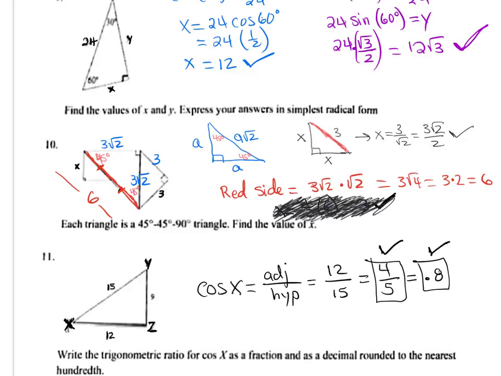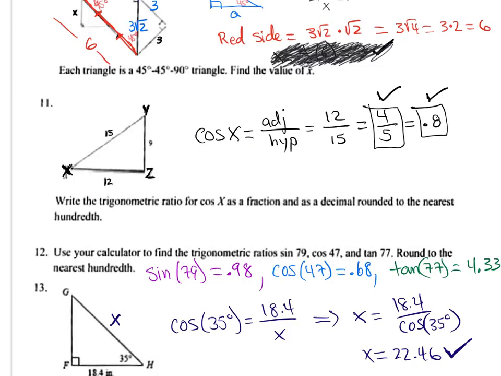All right, here's number 11. It says write the trig ratio for cosine x as a fraction and as a decimal rounded to the nearest hundredth. Now when we look at x, it is this angle here, and it says cosine. We want to find the cosine of x. Well, cosine is adjacent over hypotenuse. Well, that would be 12 over 15. So we say cosine of x is adjacent over hypotenuse, which is 12 over 15, and that reduces to 4/5. So that's going to be our fraction answer, and then 4 divided by 5 is equal to 0.8 for our decimal answer.